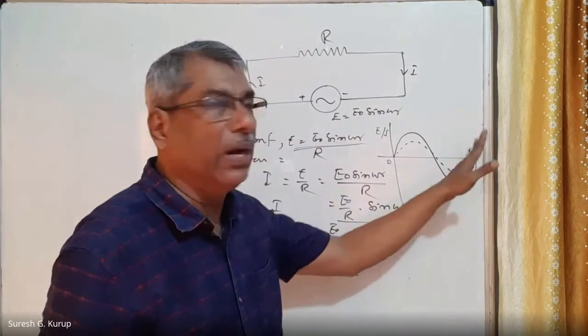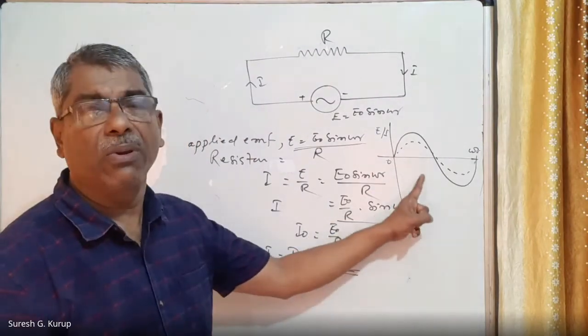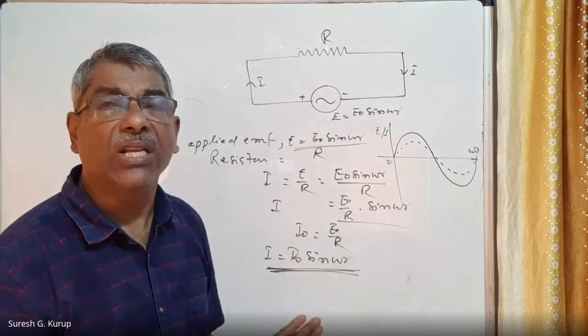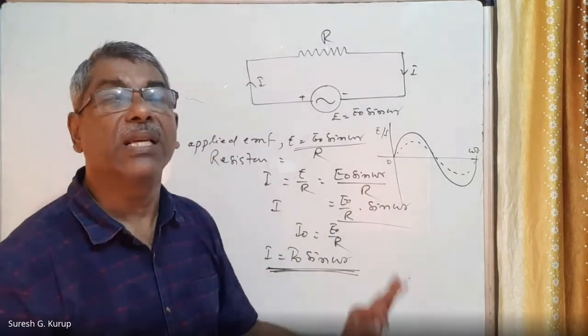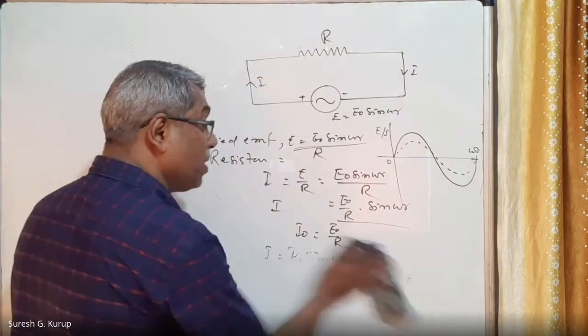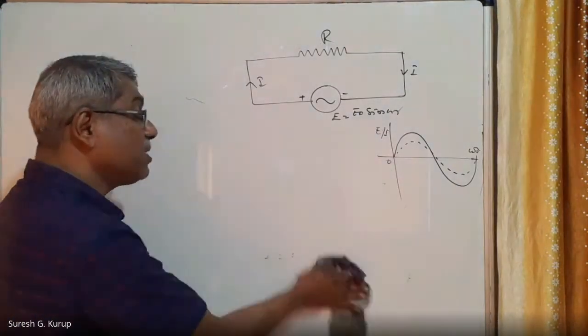So this condition comes in the case of a pure resistance circuit. A pure resistance circuit is also called an ohmic circuit. So in the case of an ohmic circuit, the current and the EMF are in the same phase. So how can the phasor diagram be made?